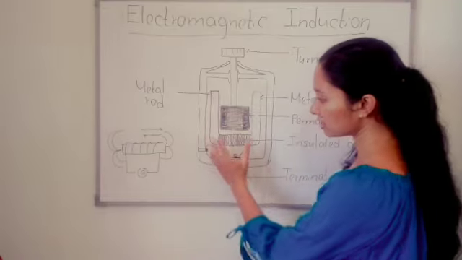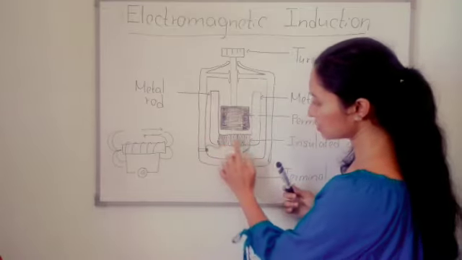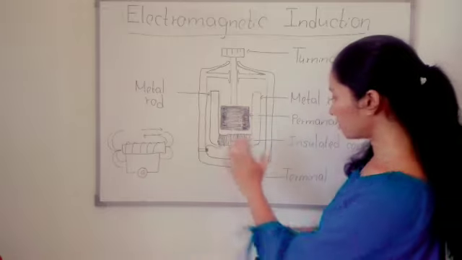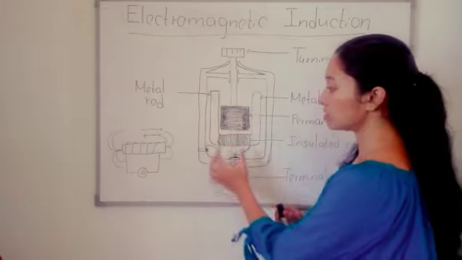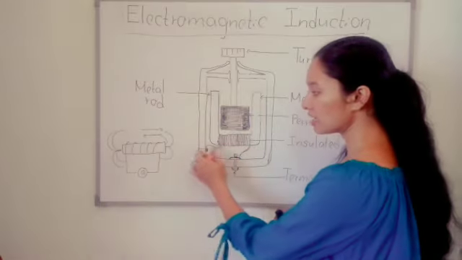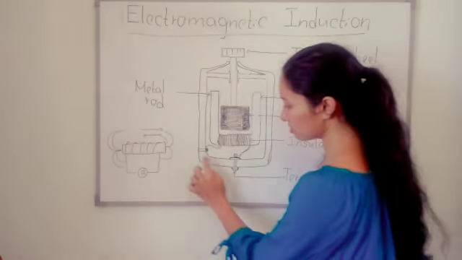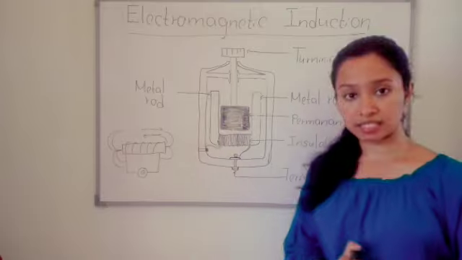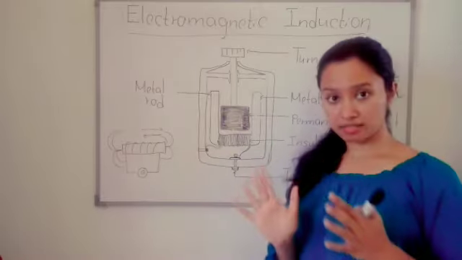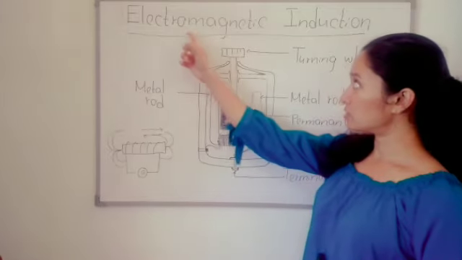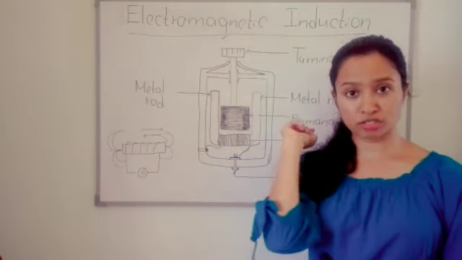So the magnetic field cuts this conductor, cuts this insulated copper coil. So this conductor produces electricity. So these are the terminals. From these terminals we can take electricity. So this simple incident we call electromagnetic induction.